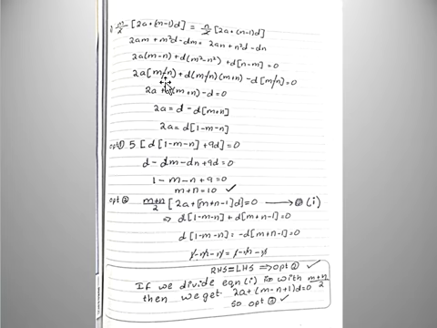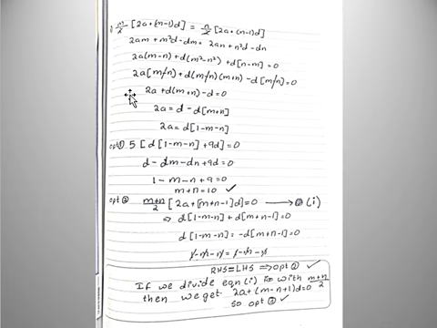So 2a into m minus n plus d into m minus n into m plus n minus d into m minus n. So we have to remember that m square minus n square equals m minus n into m plus n. So from that, all the m minus n's get cancelled out, and I remain with 2a plus d into m plus n minus d.